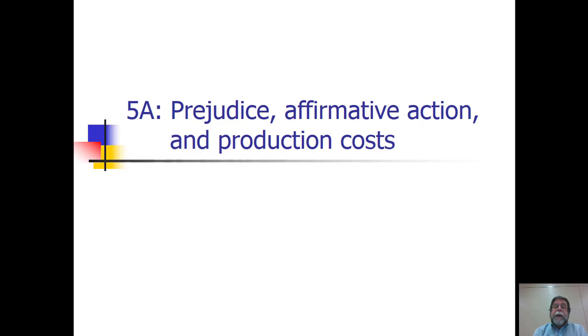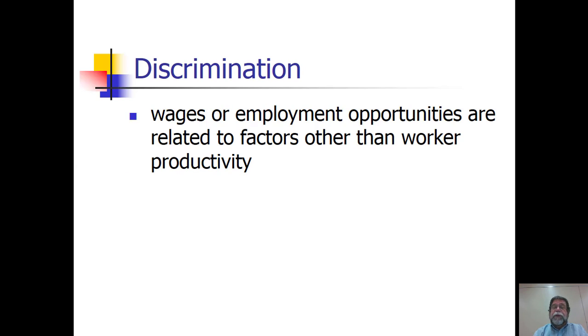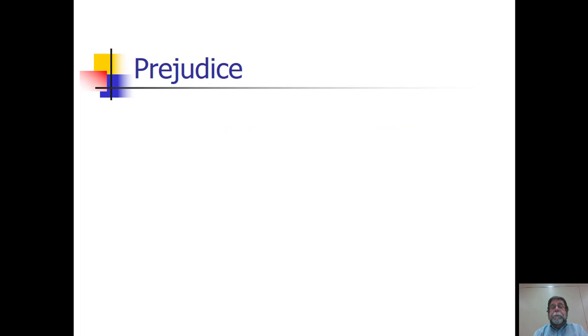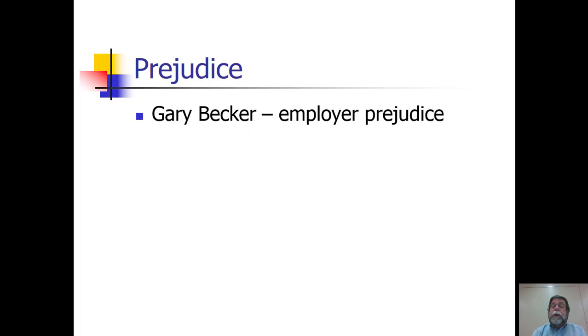In this video, we'll analyze the relationships that exist among prejudice, affirmative action programs, and production costs. Economists define discrimination as occurring whenever wages or employment opportunities, or both, are related to factors other than worker productivity. Gary Becker suggests that one cause of discrimination in labor markets is the existence of employer prejudice.